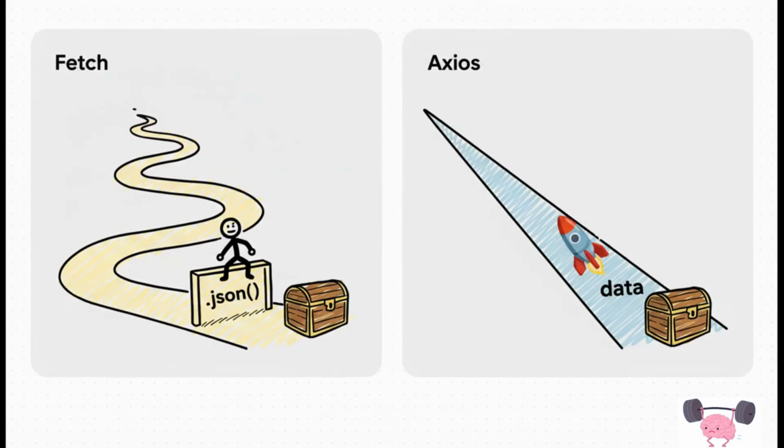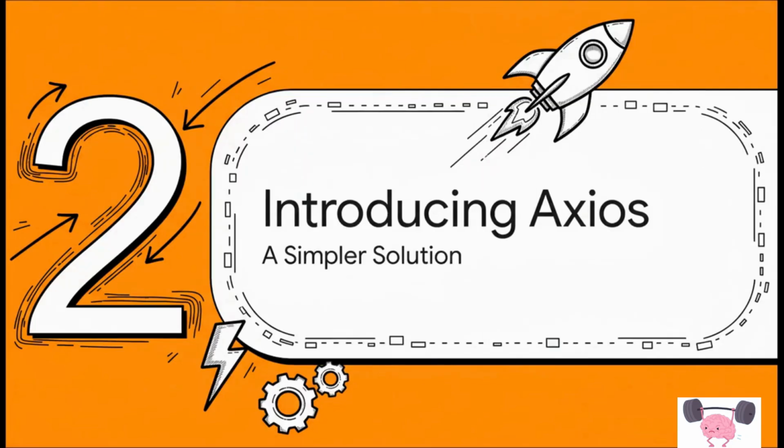On the left, with fetch, it's a two-step dance. You fetch it, then you have to call .json on the response to get your data. But look at the right side with Axios. It's just a straight line. The data you want is right there inside response.data, already parsed for you. It's a small difference on paper, but it makes your code so much cleaner. So if fetch has that clunky extra step, what's the alternative? Well, this brings us to a little library that a ton of developers absolutely swear by: Axios.